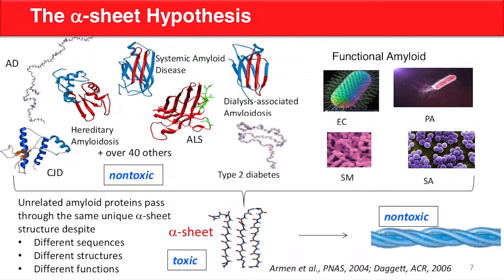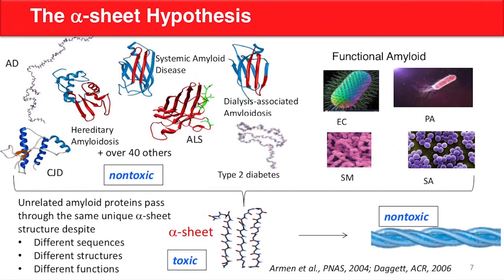You'll see superoxide dismutase, which is associated with Lou Gehrig's disease, ALS, and intrinsically disordered peptide, islet amyloid polypeptide, which is associated with type 2 diabetes. Now, what all these have in common is that they're non-toxic. However, just by looking at them, you'll see they're all different. They come in different sizes, different shapes, different structures.